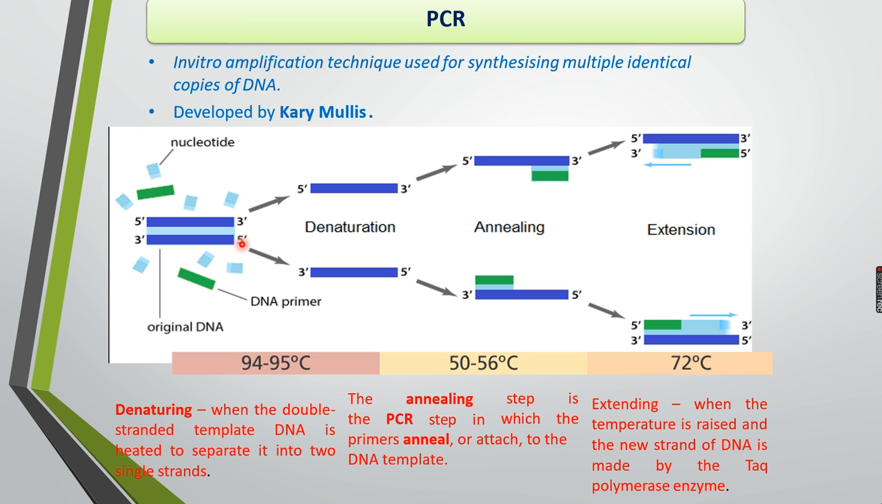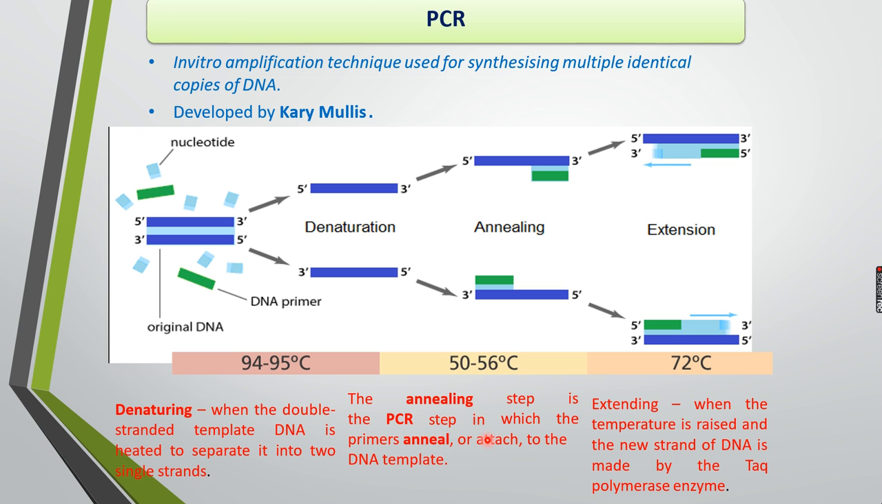What is denaturation? The double stranded DNA, acting as template DNA, when it is heated to a high temperature, 94 to 95 degrees Celsius, gets separated as 2 single strands. This is called denaturation. What is it called? Denaturation. Now, annealing, that is the second step.